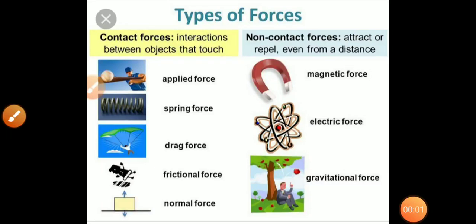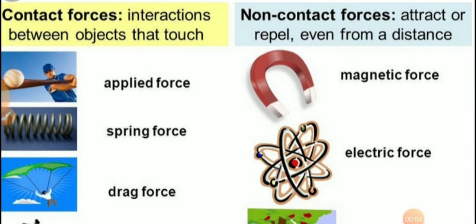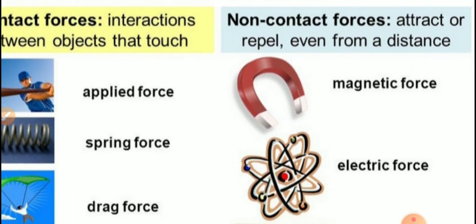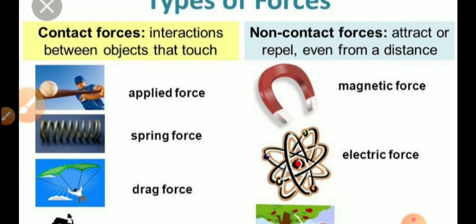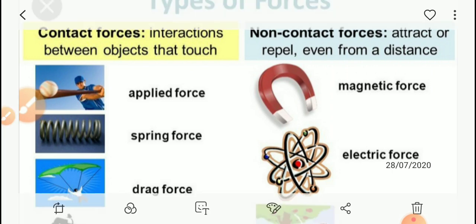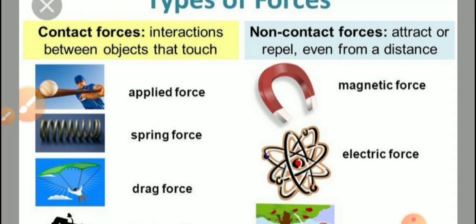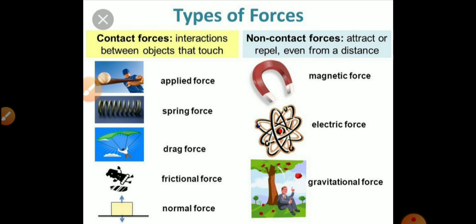Now second, non-contact forces. So we'll study here non-contact forces. Non-contact forces means objects attract or repel even from a distance. Means there is no contact between the two objects. The magnets attract each other due to magnetic force.